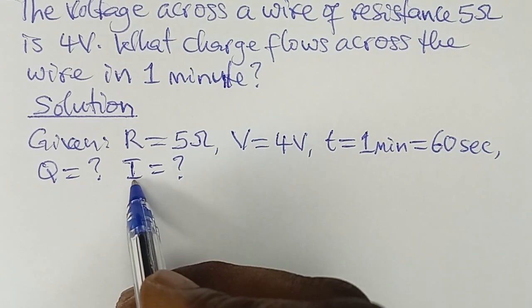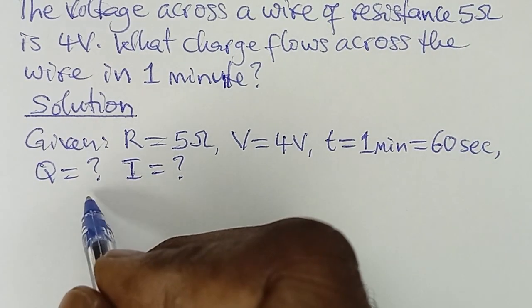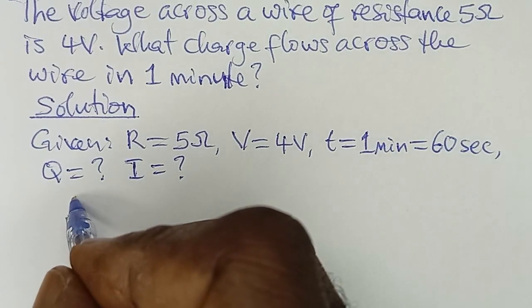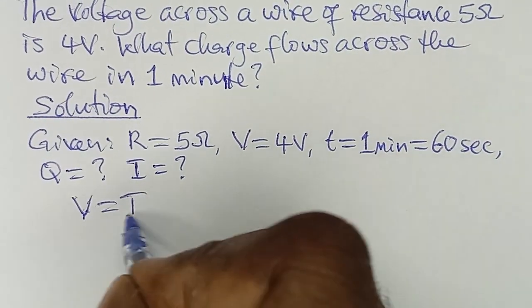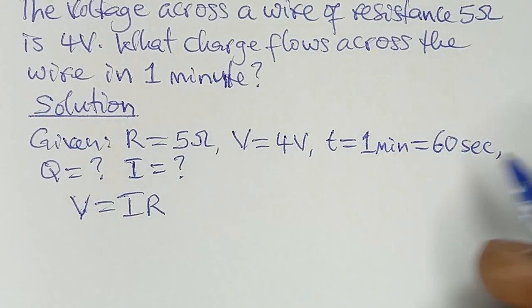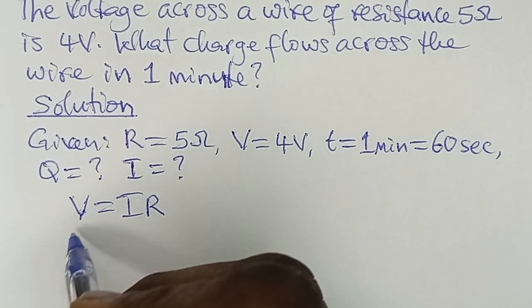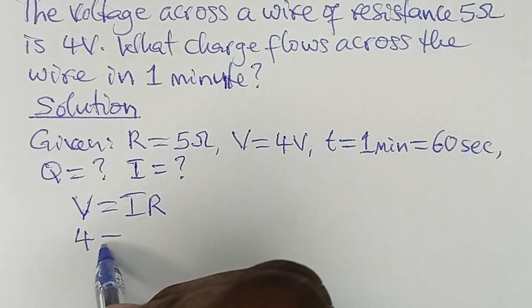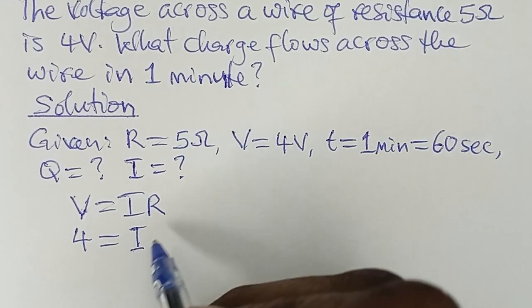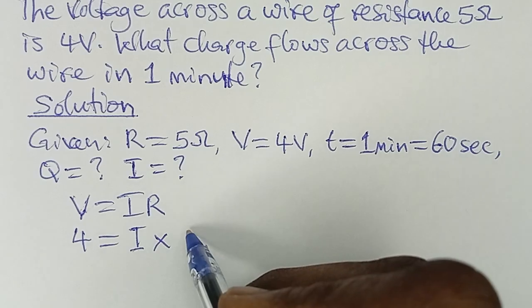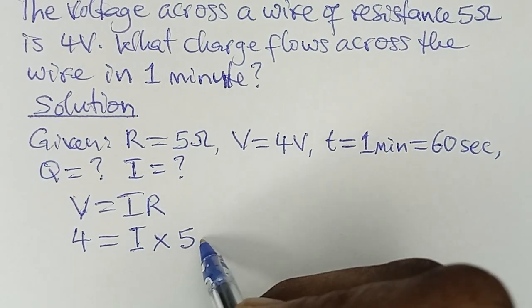Now, the first one here, current, can be obtained from Ohm's law. V is equal to IR. That is from Ohm's law. The voltage, we know it as 4 volts. The current, we don't know the current. That is what we are looking for right now. Then multiplied by the resistance, which is 5.